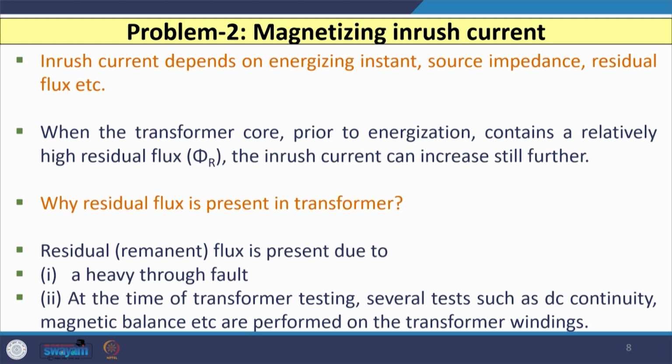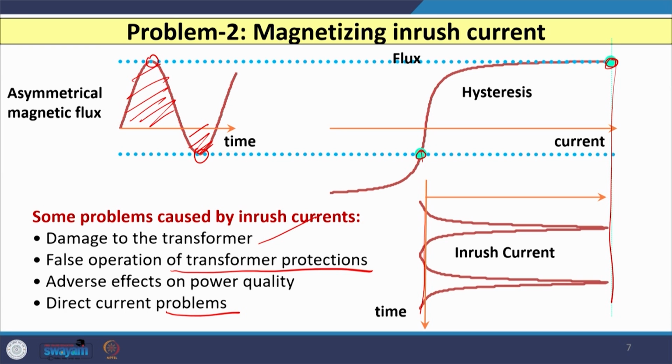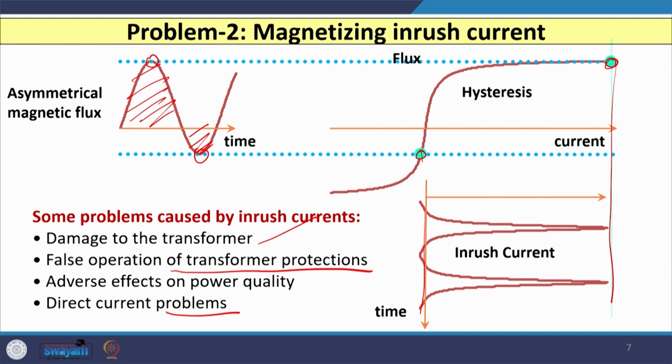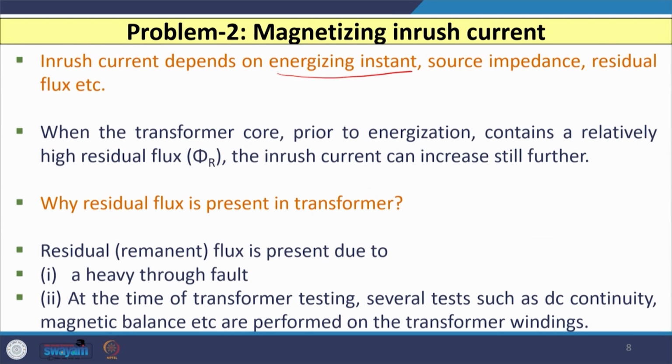Now, the inrush current magnitude depends on many parameters. The first parameter is the energizing instant. At what instant you are energizing the transformer, whether when the voltage wave is at zero point, or at its peak value, or somewhere between zero and its peak value, that instant is going to decide the magnitude of inrush current.